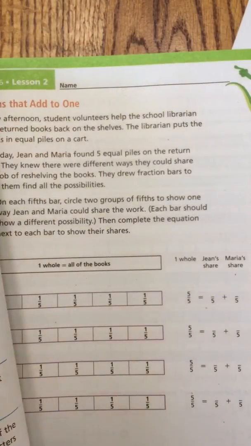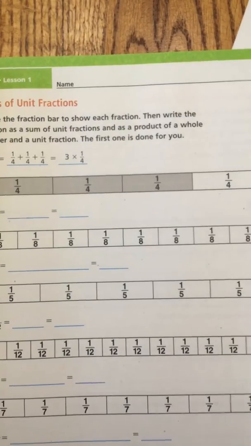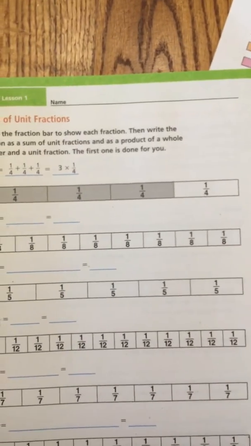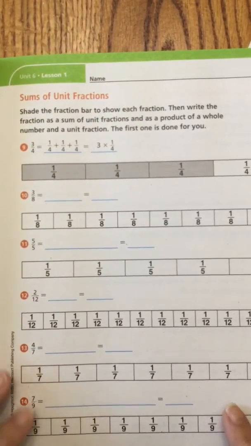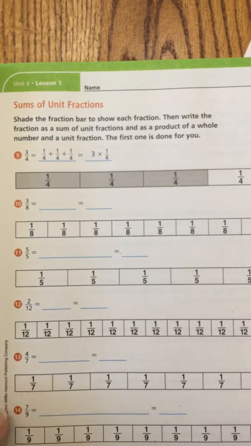Now it's going to start, let me move this up a tad more, having us learn how to multiply. Shade the fraction bar to show each fraction, then write the fraction as a sum of unit fractions and as a product of a whole number and unit fraction. The first one is done for you.